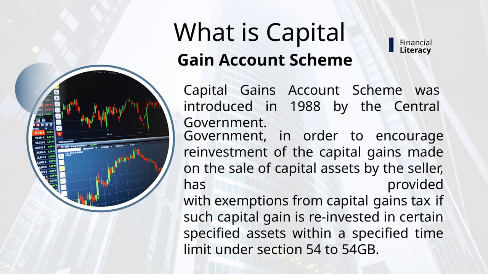Let's talk about the capital gains account scheme, which was introduced back in 1988 by the central government. The main idea behind this scheme is to encourage individuals to reinvest the gains they make from selling capital assets. Now, when you sell an asset and make a profit, that profit is called a capital gain. Instead of paying taxes immediately on that gain, this scheme offers an opportunity to reinvest it and get some tax benefits. If you reinvest your capital gains into specific assets within a certain time frame, you become eligible for exemptions from capital gains tax. This is outlined under sections 54 to 54 GB of the Income Tax Act.